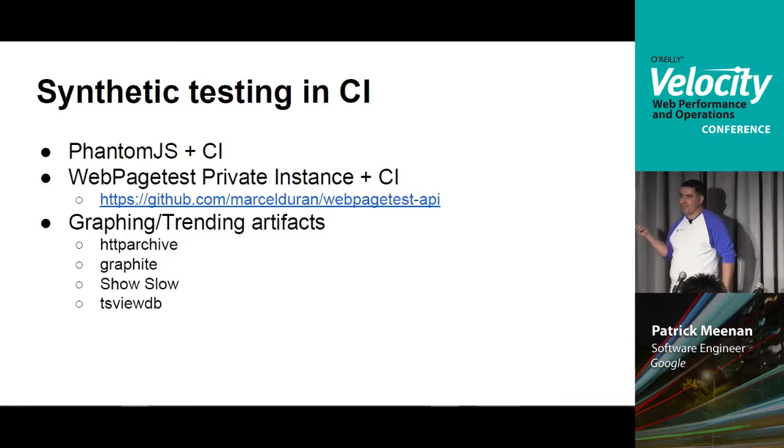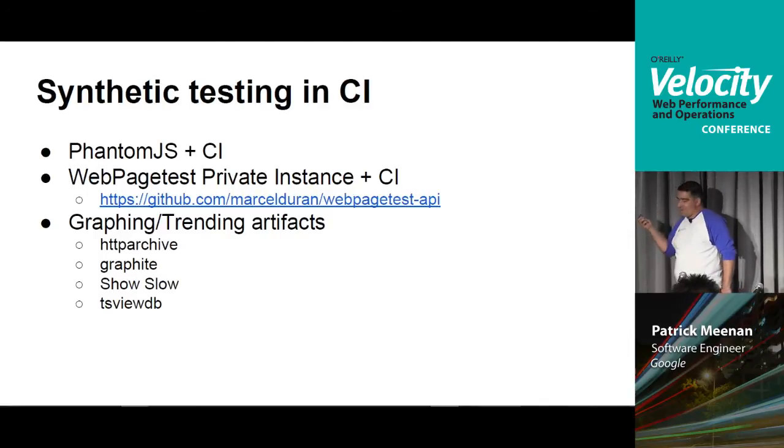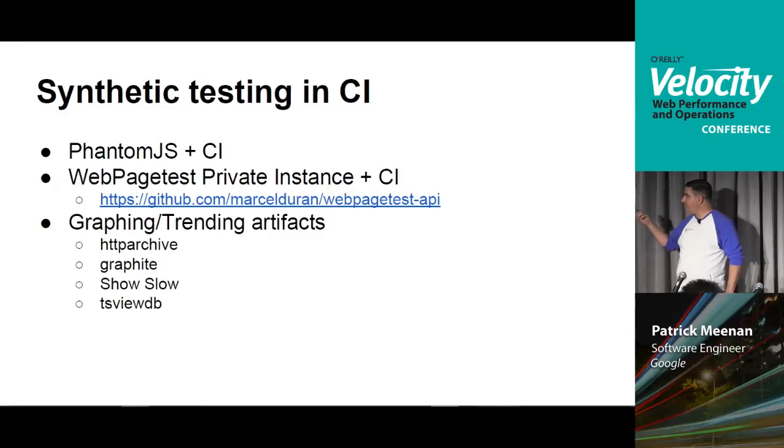Show Slow probably doesn't get enough props. Sergey, are you in here? Over there, Sergey created Show Slow. Originally it was a way for tracking your Y-Slow scores and that kind of stuff as part of regular recurring testing. It has a way to schedule runs as well. You can also integrate web page tests with Show Slow and track your performance and other scores over time.